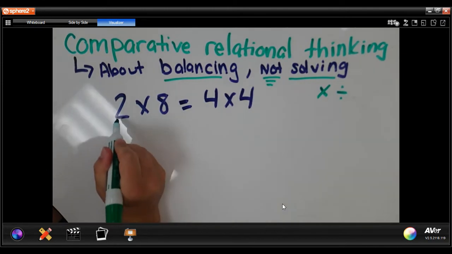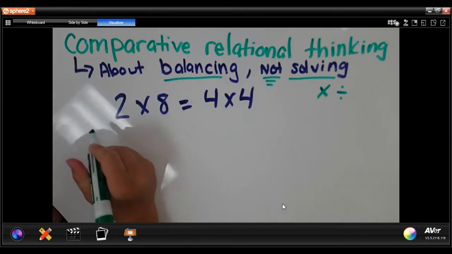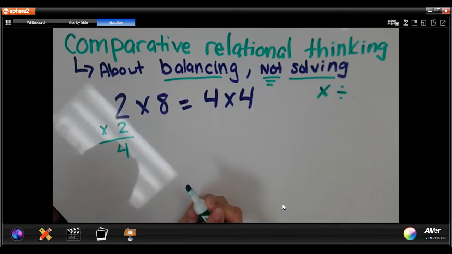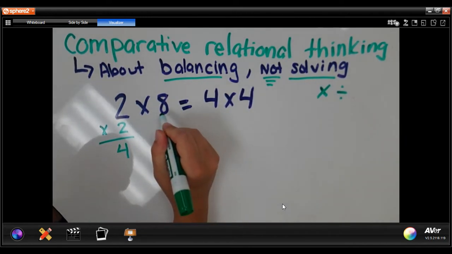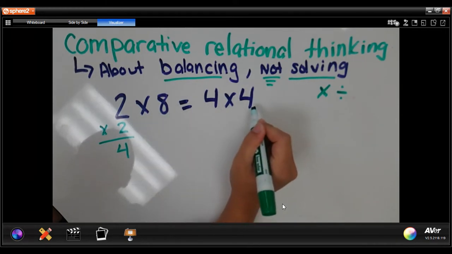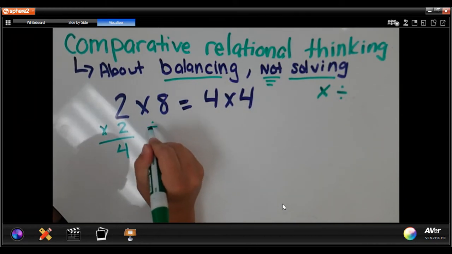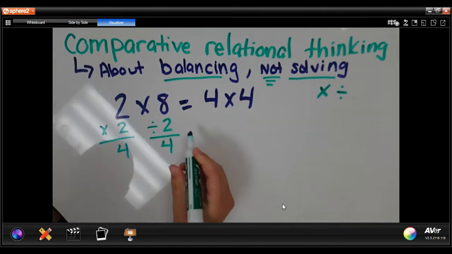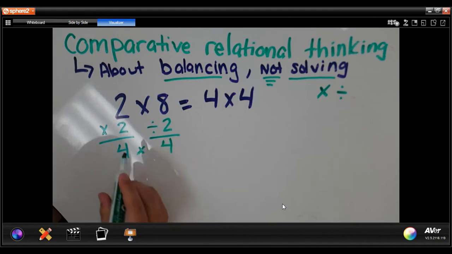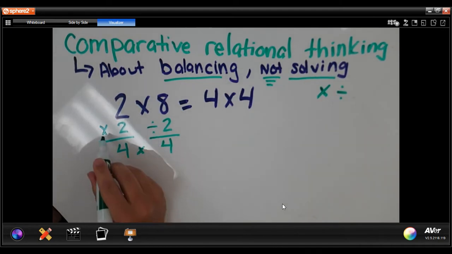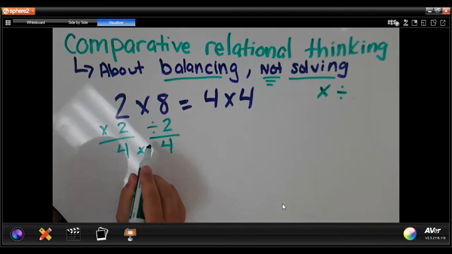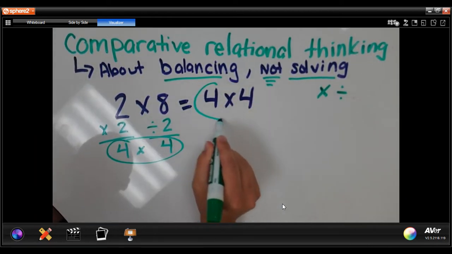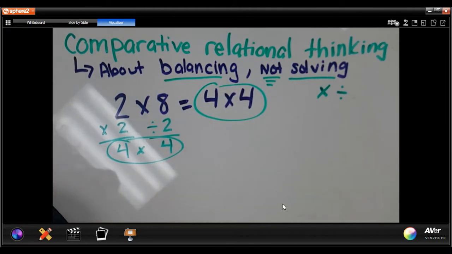So if I look at the relationship between 2 and 4, I know that 2 times 2 will give me 4. Then if I look at the relationship between 8 and 4, I know that 8 divided by 2 will give me 4. This is a balanced equation because I used opposite operations, multiplication and division, and I came up with the same equation as the other side. So 4 times 4 equals 4 times 4. Let's do another one.